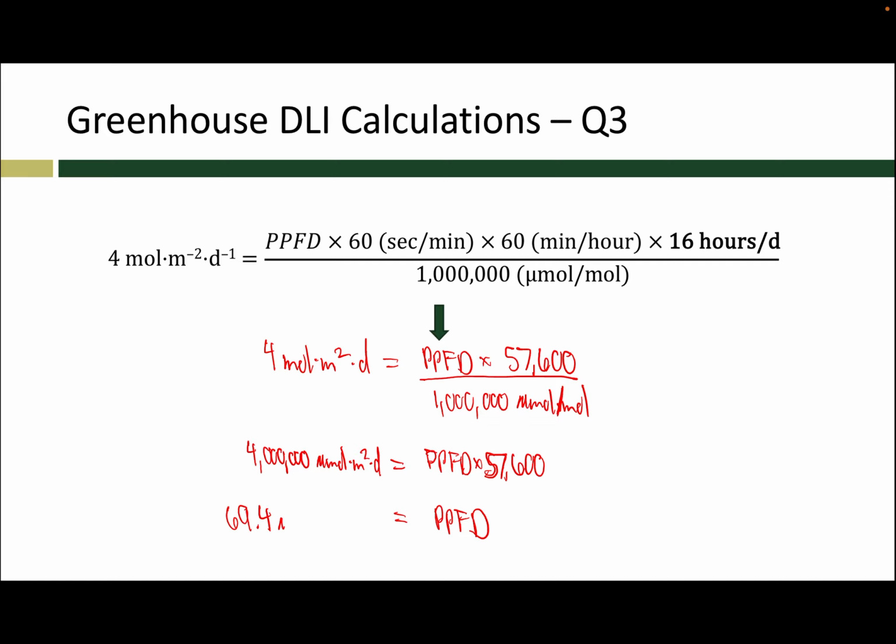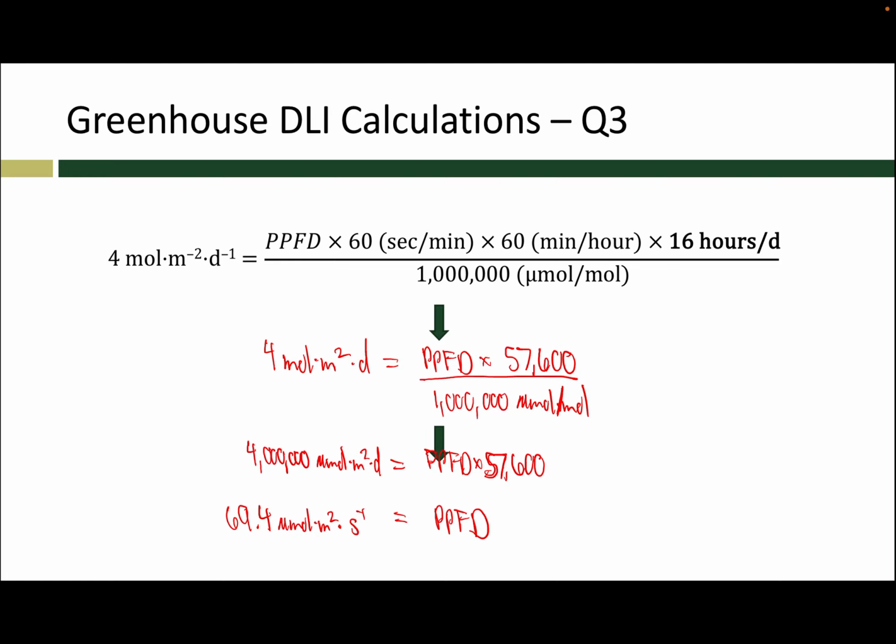And so what we find is that our target light intensity needs to be 69.4 micromoles per meter squared per second to achieve this target DLI that we're aiming for. So hopefully that makes sense. What you can see is that we can move either side of this equation. If we need to solve for PPFD or if we need to solve for DLI, either of those can be solved for using the exact same equation. We just need to know which way we ultimately need to work that equation.